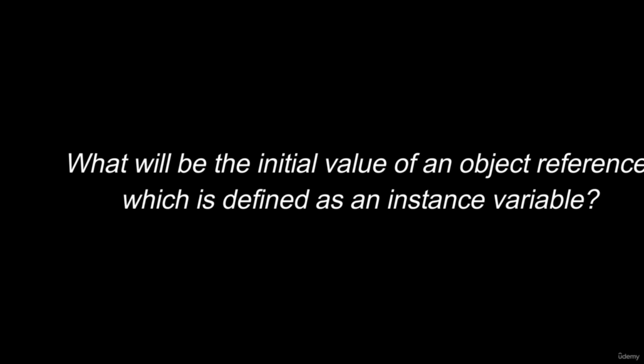What is a Java bean? A Java bean is a software component that has been designed to be reusable in a variety of different environments. What will be the initial value of an object reference which is defined as an instance variable? All object references will have a null value by default in Java during initialization.